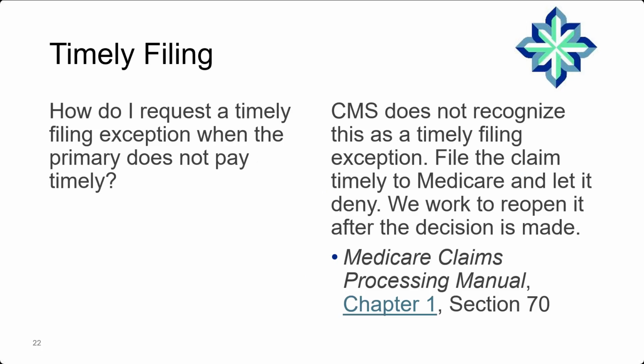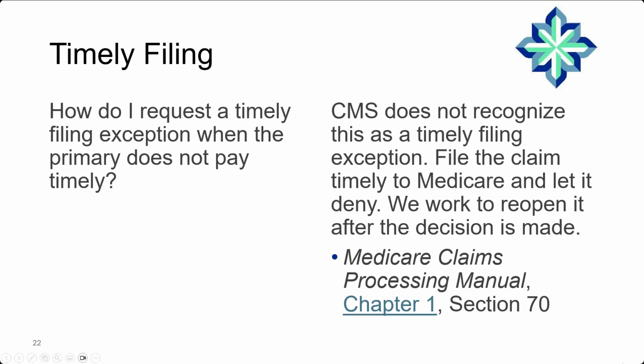That gives you 1 year from the date of service or 1 year from the date of discharge for an inpatient claim. You file it and you let us deny it. Then you send in the information and we can reopen it or look at it later, but we have to have it on file for the denial. Right? With that said, in the Medicare Claims Processing Manual in Chapter 1, Section 70 is the exceptions list.